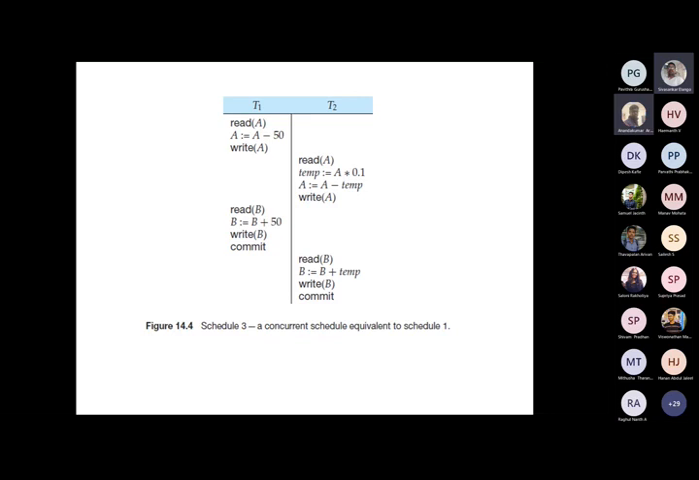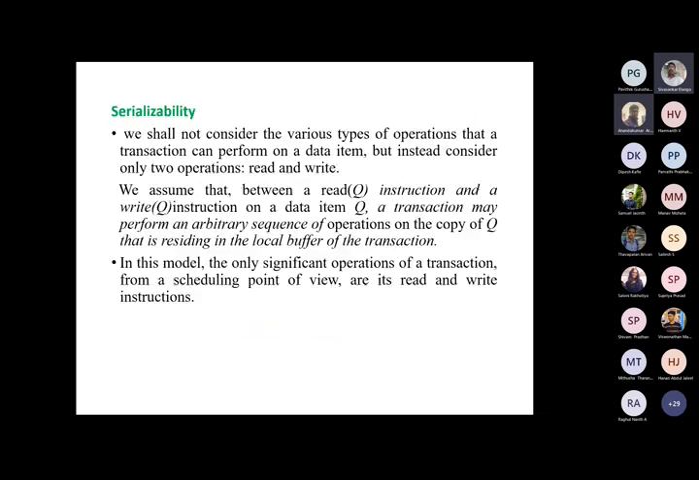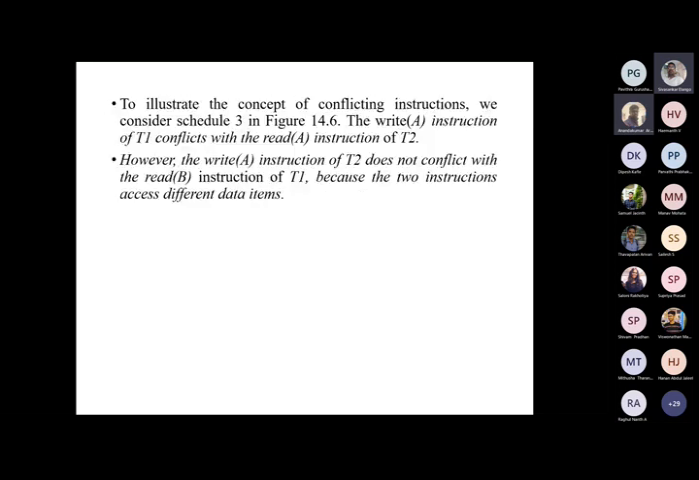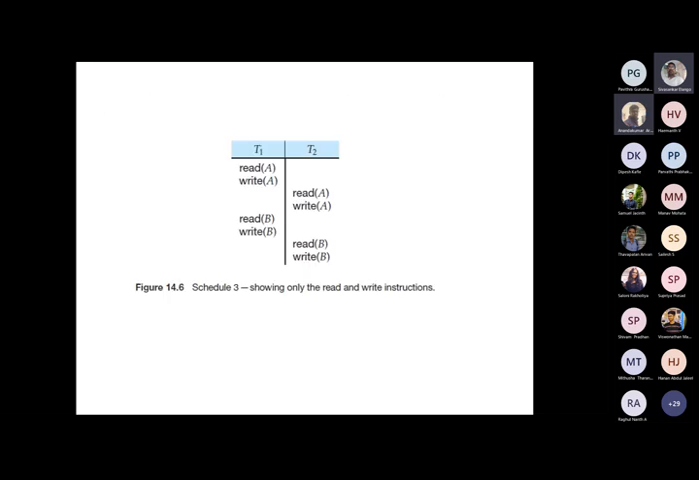So here we are going to show only read and write operations. Read of A, write of A in T1, read of A, write of A in T2, again followed by read of B, write of B in T1, and read of B, write of B in T2, right? So this is the equivalent version of Schedule 3 showing only the read and write operations. So we are focused only on read and write operations.